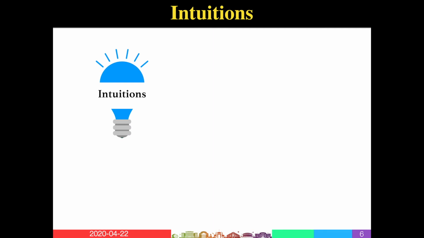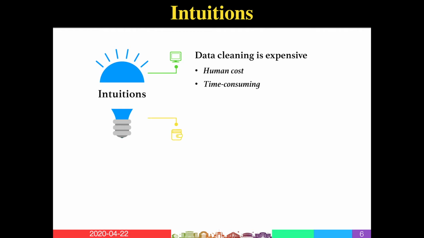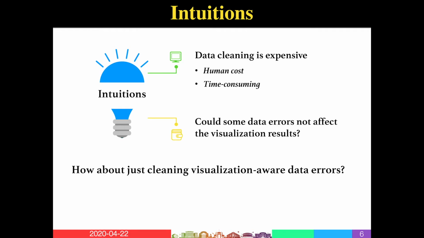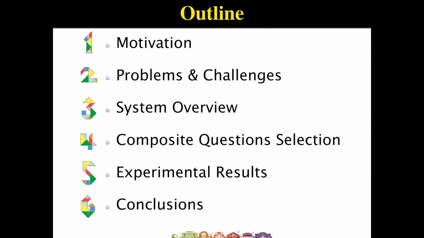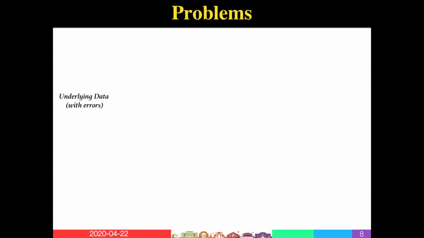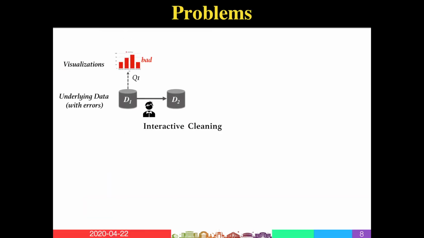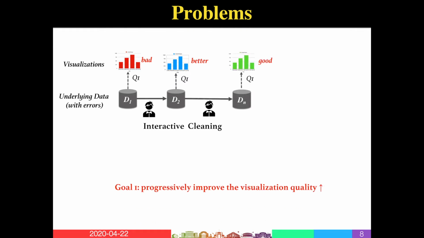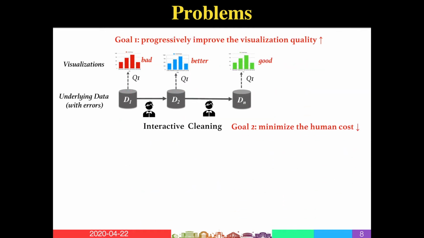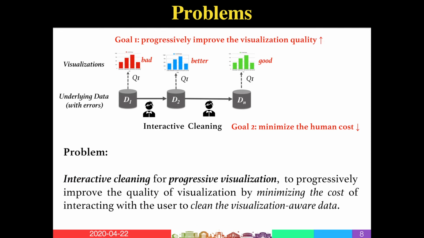Therefore, we have some observations from examples. First, data cleaning is expensive. Second, some data errors may not significantly affect the visualization result. Therefore, can we just clean visualization-aware data errors to reduce the cleaning costs and speed up the visualization analytics process? We study a new problem that is progressively turning bad visualizations into good ones by interactive data cleaning. Now, we have a dataset with some errors, and we study how to clean visualization-aware errors to progressively improve the quality of visualization.